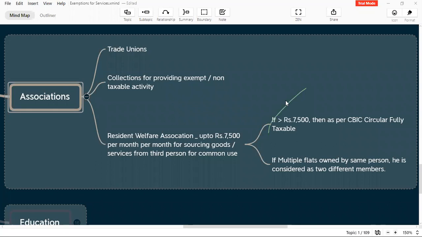Okay, next one. It's 7,500 per month, right? Yes, 7,500 per month per member.